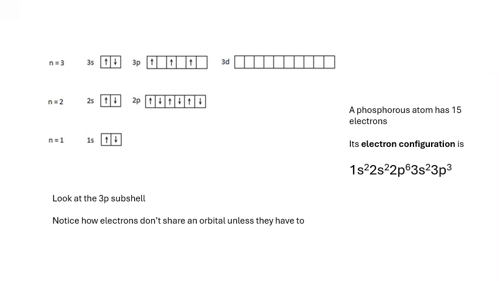In the exam, you won't have to draw these boxes. I imagine you'll be given the boxes and you'll have to fill them up with arrows. You may be asked to write down the electron configuration. So all this 1s2, 2s2 business, if you know the number of electrons, be able to write that out. Okay, that's the electron configuration.